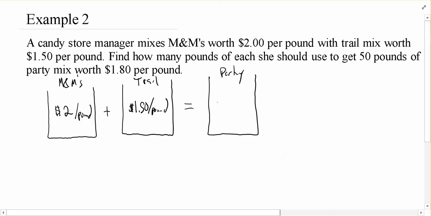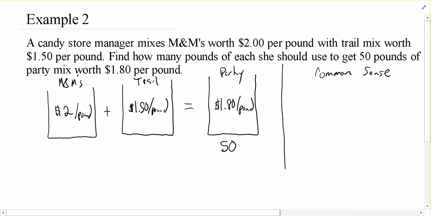And the party mix, $1.80 per pound. Now we do know that there are 50 pounds of the party mix, and underneath is where I'm going to put the amount of whatever it is that we have. So this is all the information that was given to us, and I want to talk about a common sense approach of how we're going to approach this from a common sense perspective.